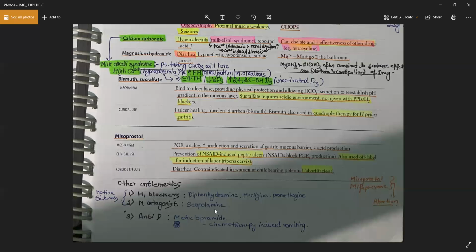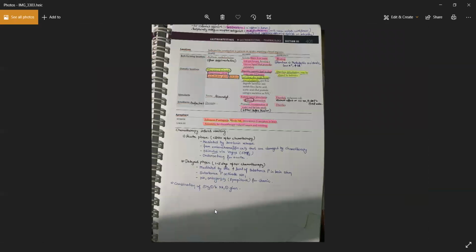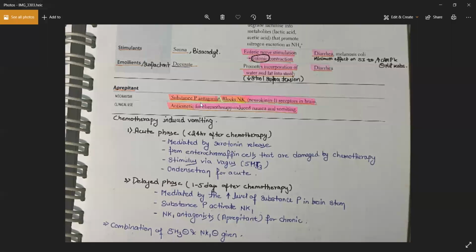Could you please explain aprepitant once again? See, aprepitant is an inhibitor of substance P. If you go forward to the neurology section, you will see that substance P activates neurokinin 1. By activating neurokinin 1, it will activate the chemoreceptor trigger zone in the brain, the CTZ, and by activating the CTZ, it will cause vomiting. So I'm using aprepitant to inhibit substance P so that neurokinin 1 will be inhibited, and now the CTZ will not be activated, and the patient gets relief from nausea and vomiting because of chemotherapy. Yeah, I got it.